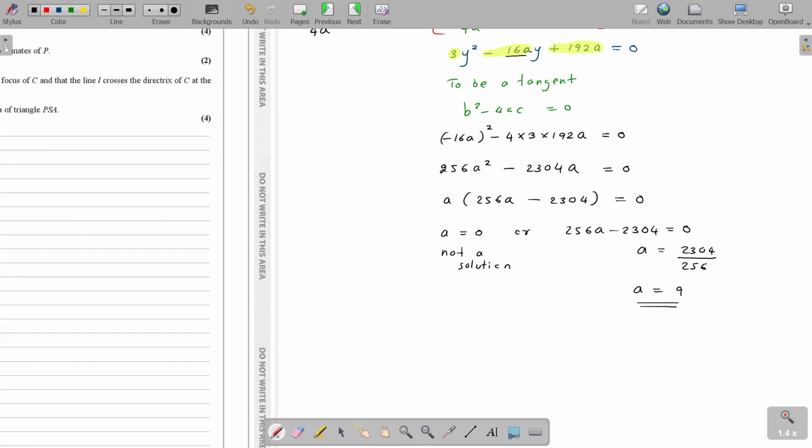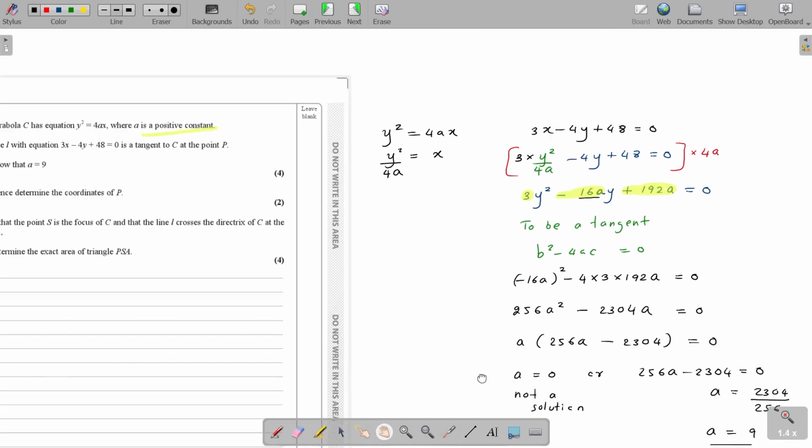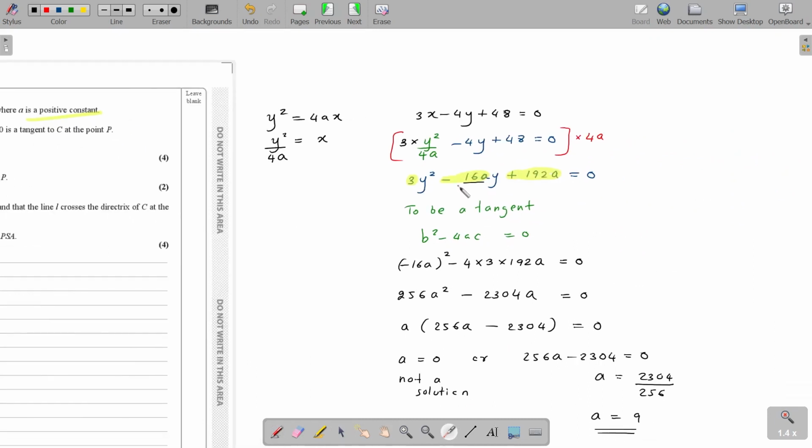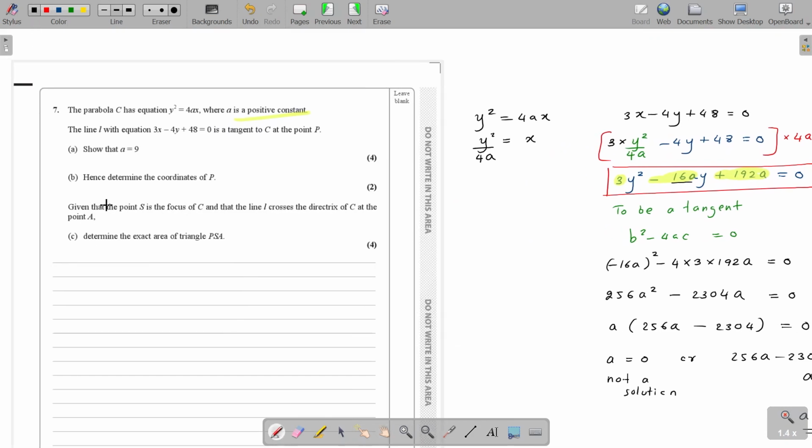Okay, part B, hence determine the coordinates of P. Okay, how can I get the coordinates of P? Coordinates of P are where the tangent and the curve intersect. So I think we got a quadratic equation by equating the line and the curve, right? So the intermediate equation we got is this. Can you see this intermediate equation? This one will give you the solution. Shall we use that one? So in part B, 3y square minus 16ay plus 192a equals 0.